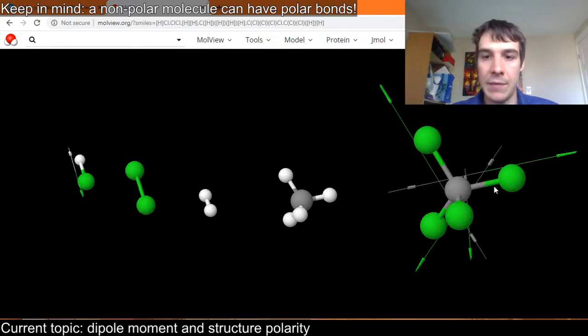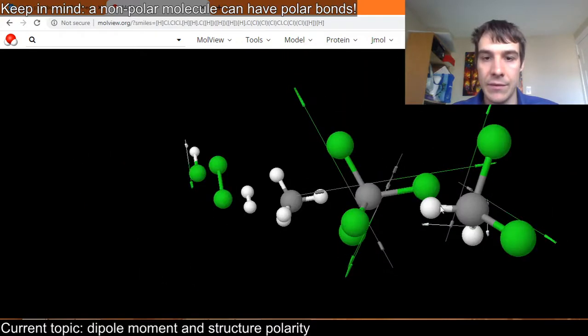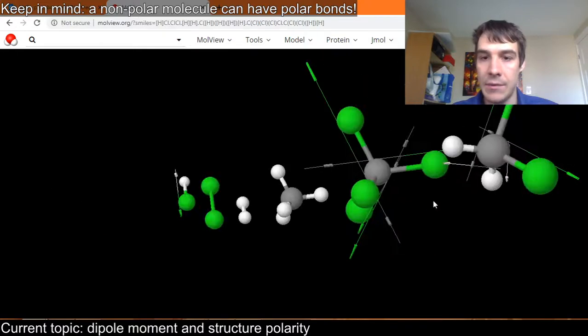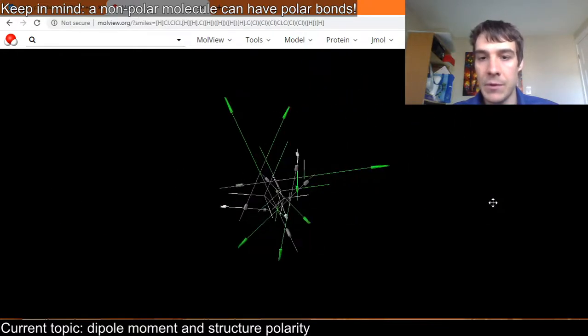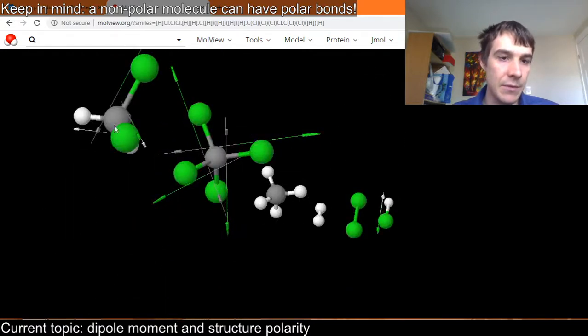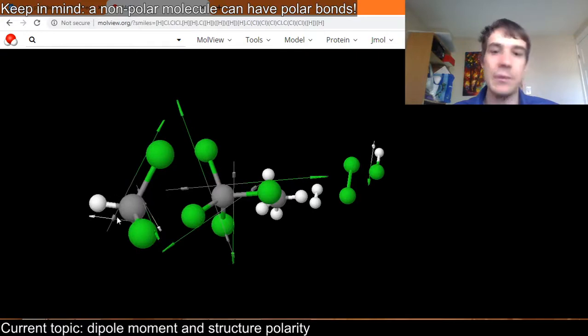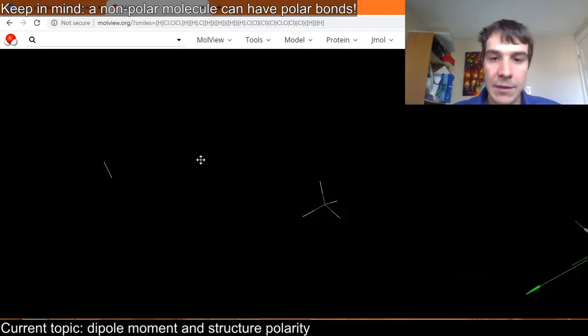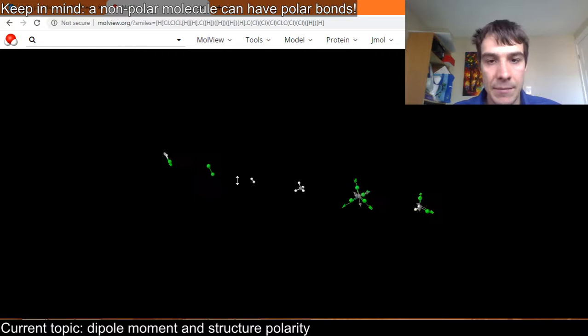So there's a lot of dipole towards each of the chlorines. There are 4 chlorines there, and each one has a dipole force. But the most interesting one here is the last one. You can see a big dipole towards the chlorine, a big dipole towards that chlorine, but not a big dipole towards the hydrogen.